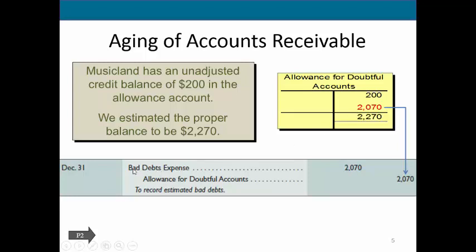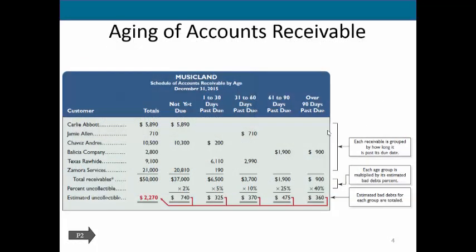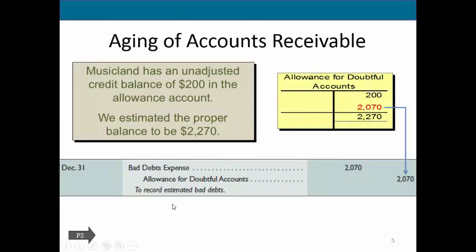So you show here we have our bad debt expense, and then we book that allowance for doubtful accounts for $2,070. When we make this journal entry, this is going to end up raising our allowance from $200 to the amount that we said it should be. So this adjustment gets it to where we said it should be at $2,270. And again, that amount is coming from this aging schedule. But we only make the adjustment for whatever it takes to get us to that required ending balance.